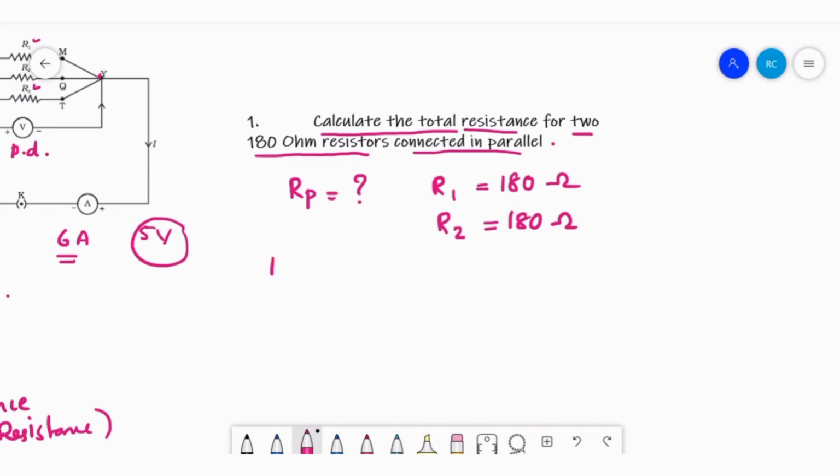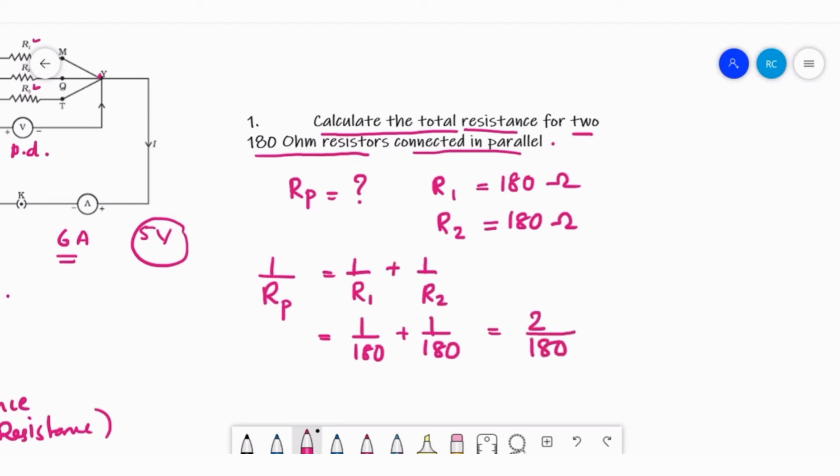So you already know the equation: 1 by Rp is equal to 1 by R1 plus 1 by R2. Okay, how do we calculate this one? Both have the same resistance. So 1 by 180 plus 1 by 180 is equal to 2 by 180. And if you simplify this, you will get 1 by 90.